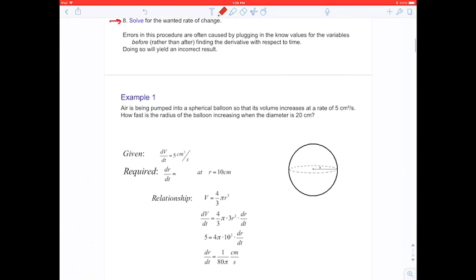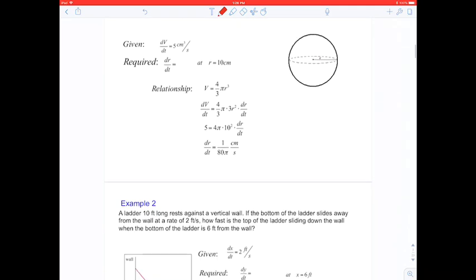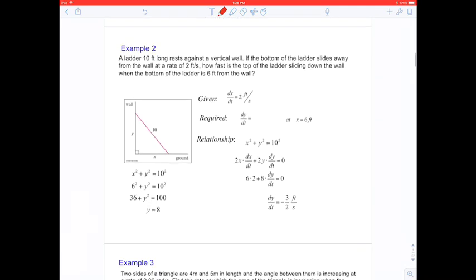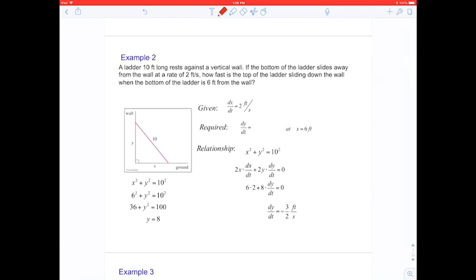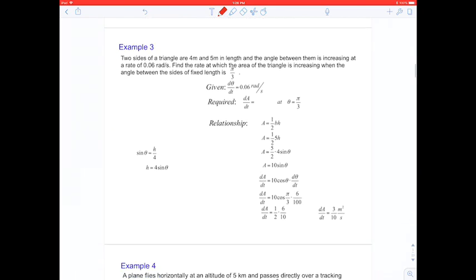I do have example 1, but I did type the solution. You can pause the video and look at this question. I have example number 2, which I also have typed the solution for. You can also look at this. I have example number 3.